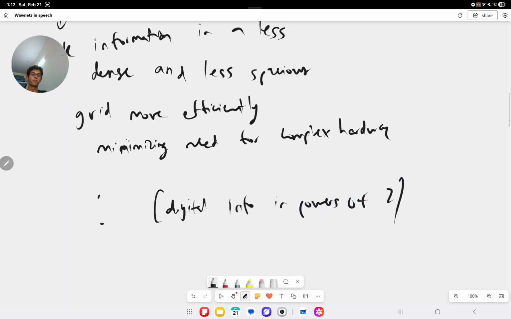So well, that sums up my introduction of wavelets, or my justification of why wavelets are required in speech.